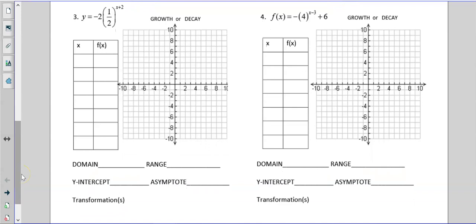On to number 3. Now notice this time, besides having a number, no number out in front, we do have a number and it's negative. So that's actually two transformations right there, right? And notice though, we don't have a constant here. We could write plus 0 because there is no constant, and then our asymptote is going to be the x-axis. Y equals 0.